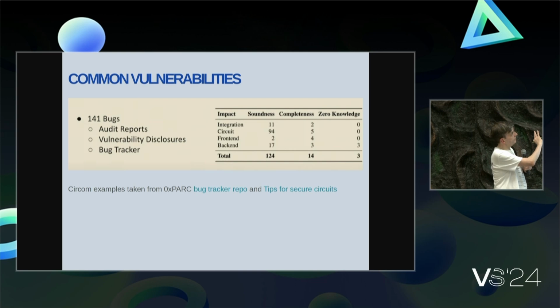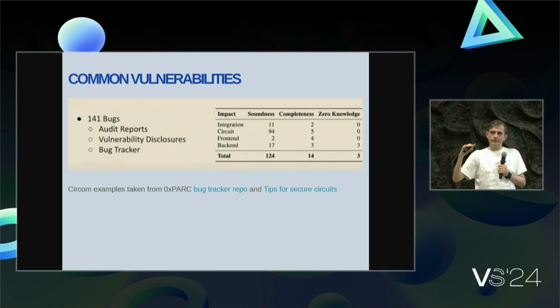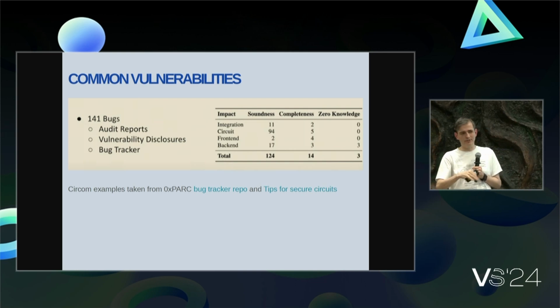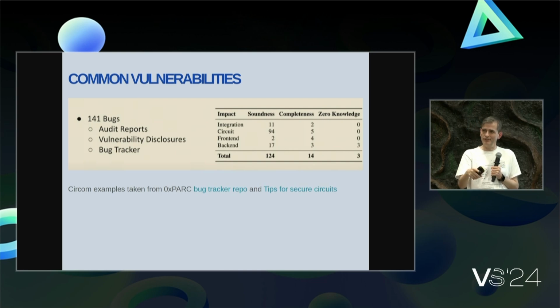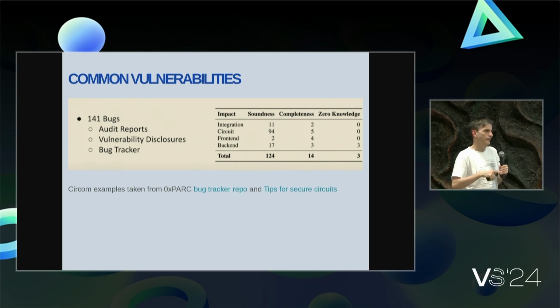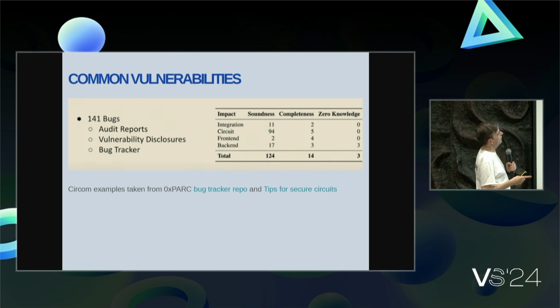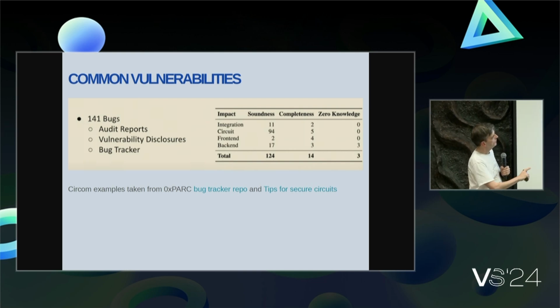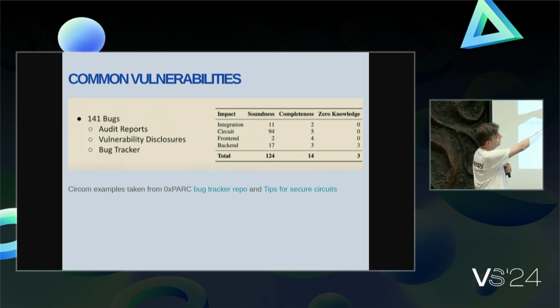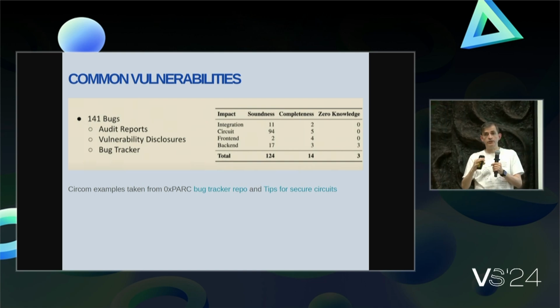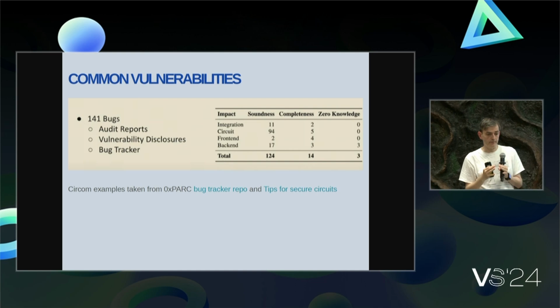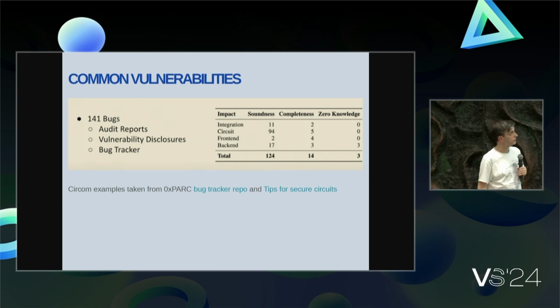And this is taken from audit reports. So do bear in mind that this is just the things that we have discovered. It's not a description of everything that's out there. But you can see that most of the problems we get are in the circuits themselves. So this is the way that the circuit has been written, or if there's a DSL, how that has then been written or transformed into a circuit.